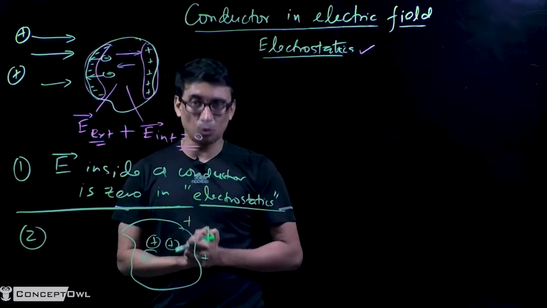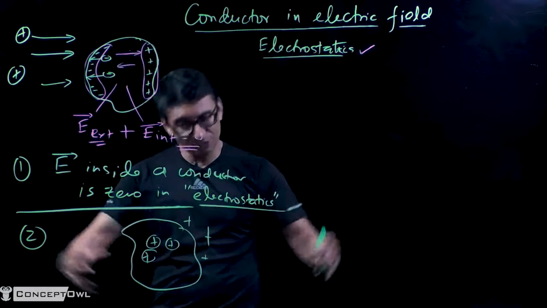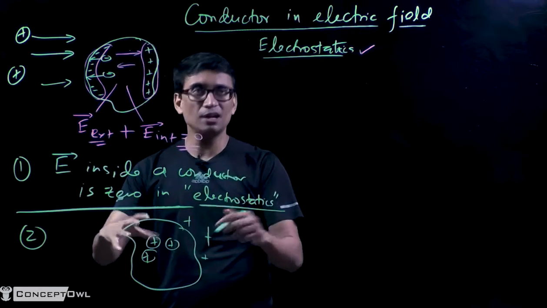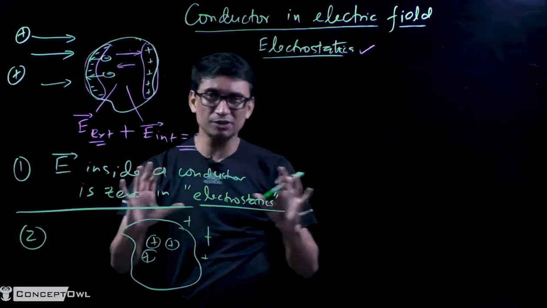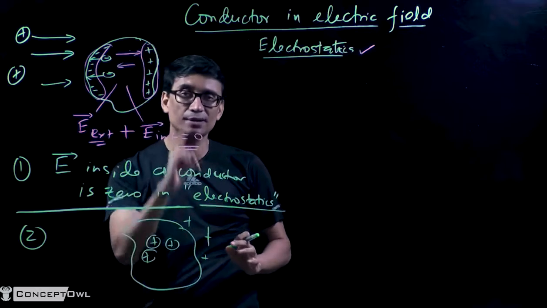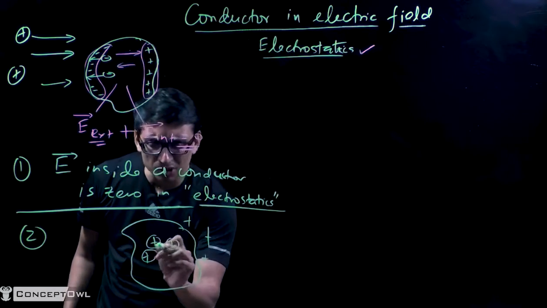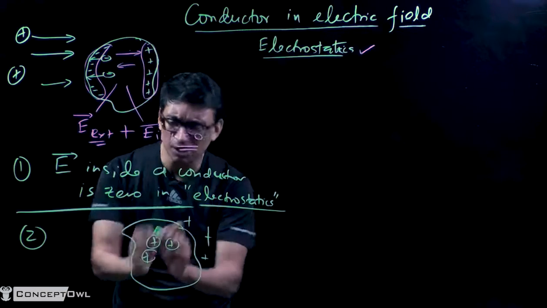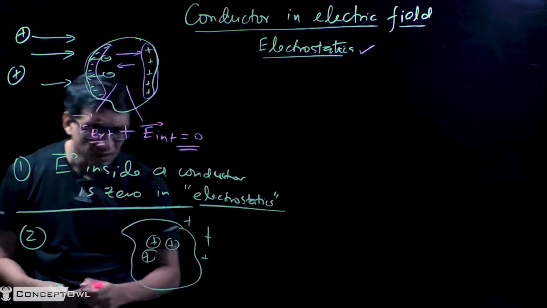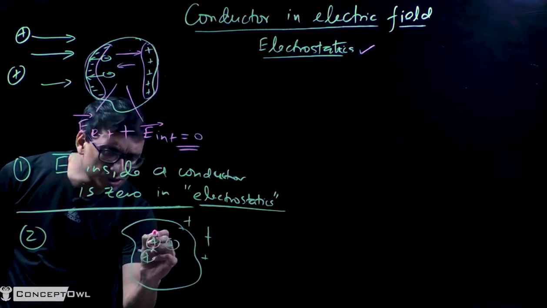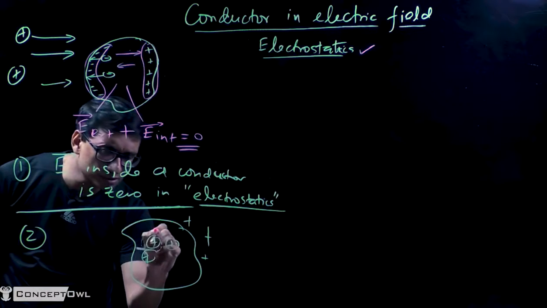And the answer is no. Even if you put a lot of charge, under electrostatic conditions there cannot be any charge inside. Why is that? Let's say there was some charge here, positive or negative, doesn't matter. I could take a Gaussian surface around that charge.